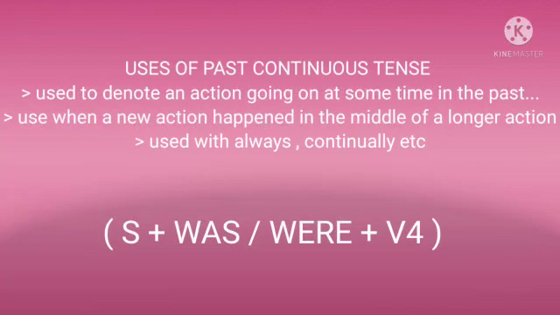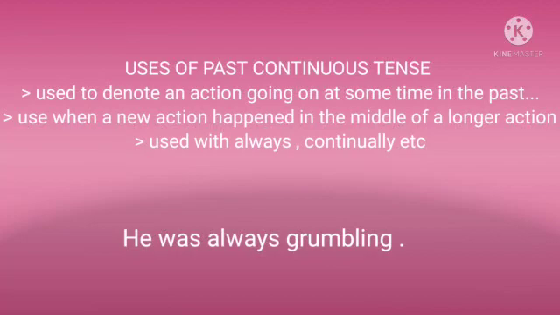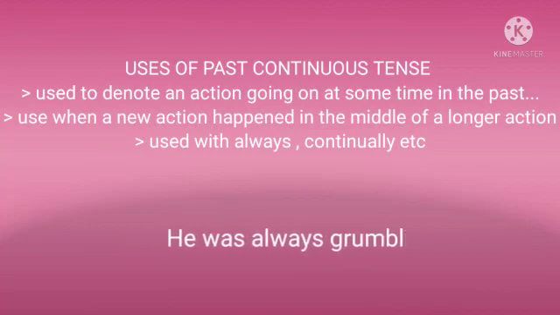There are some rules. We must know where to use past continuous. So it is used to denote an action going on at some time in the past. The time of the action may or may not be indicated. And here you can see that in this tense it is used with always, continually, etc. for persistent habits in the past. Like for example, he was always grumbling.